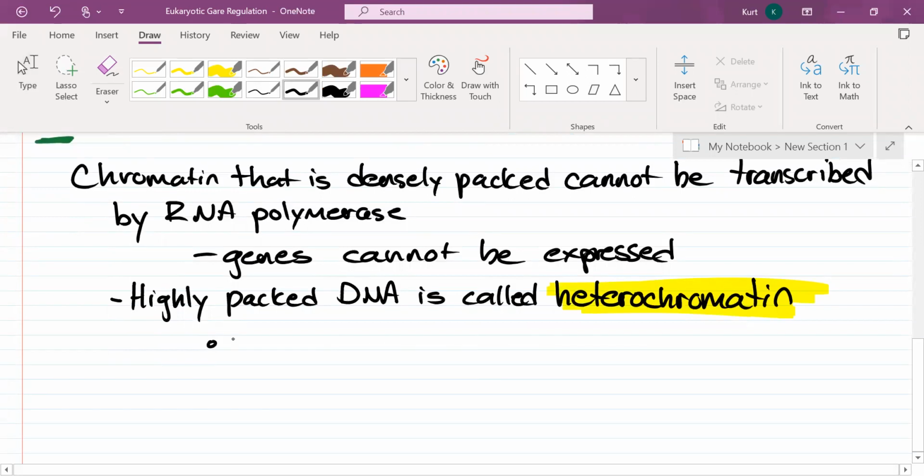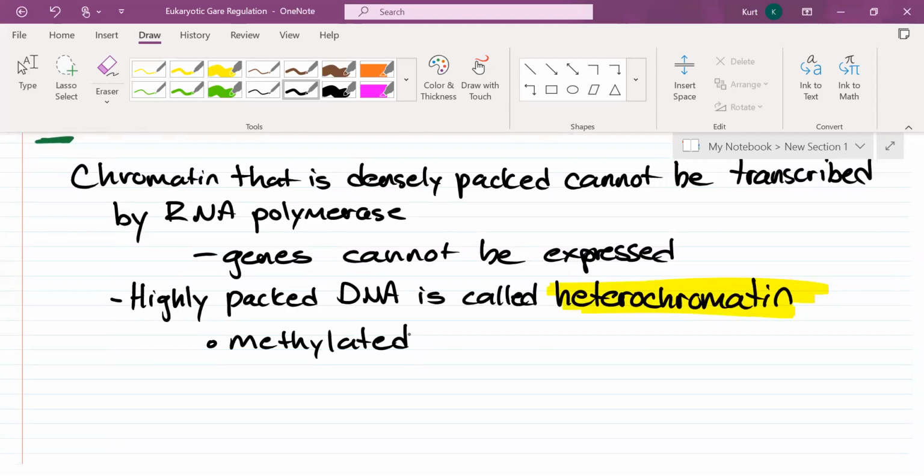When DNA is highly packed, what made it so densely packed? It has been methylated. DNA that is methylated is practically inaccessible. You can't get to it. A methyl group is a CH3 group. So when one of those has been added to DNA, you really can't get to it. You just add that base to a part of the molecule that's readily available to have a bond.